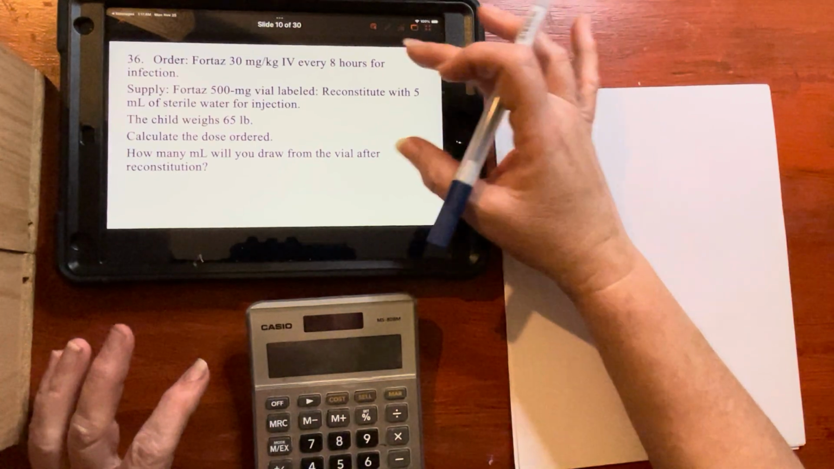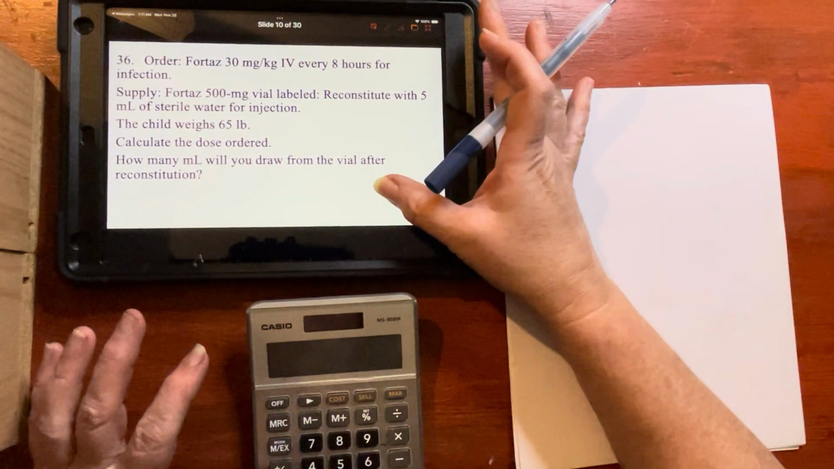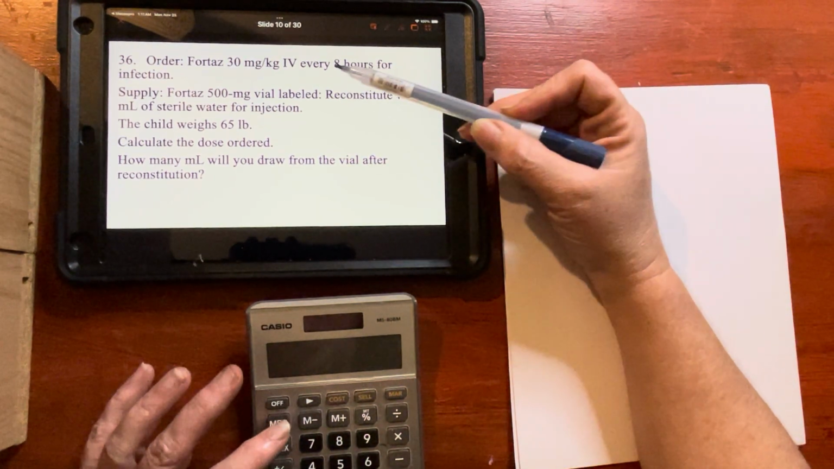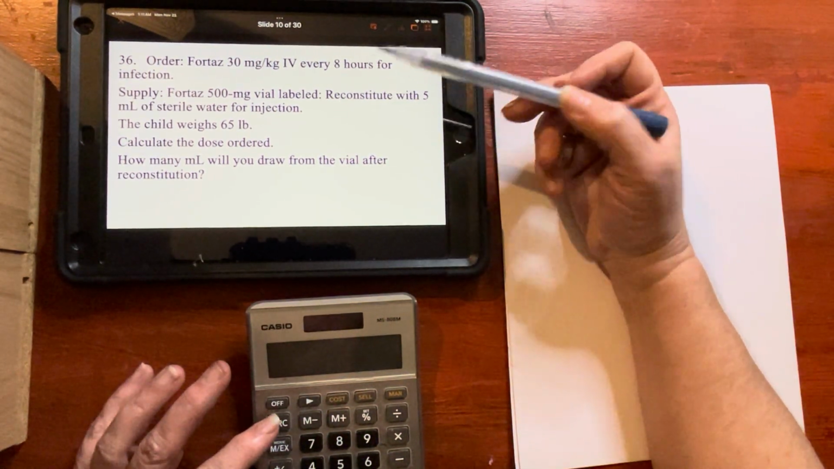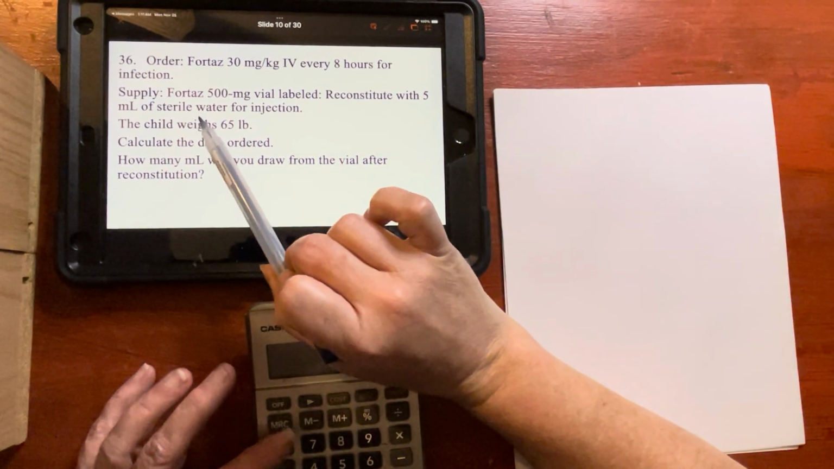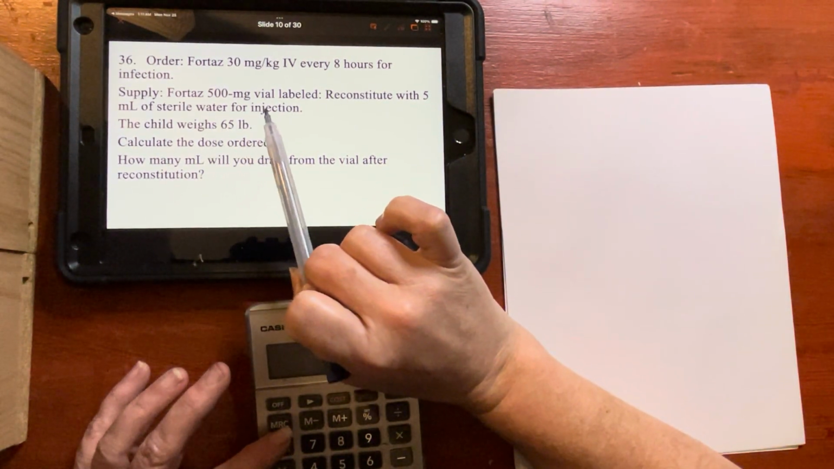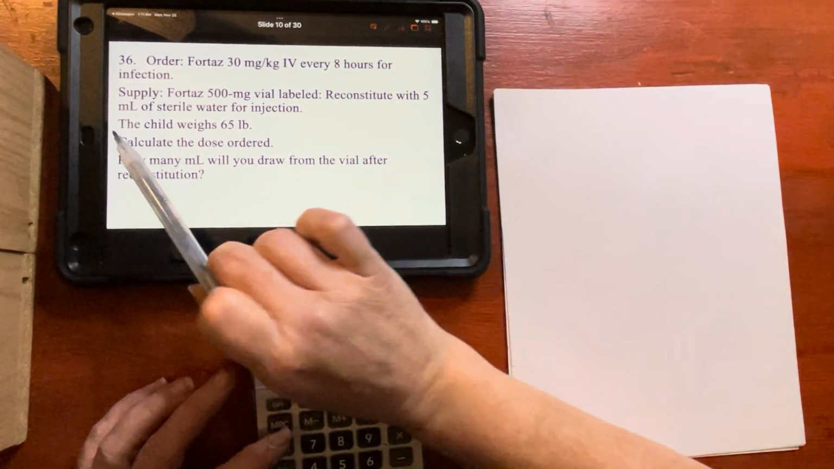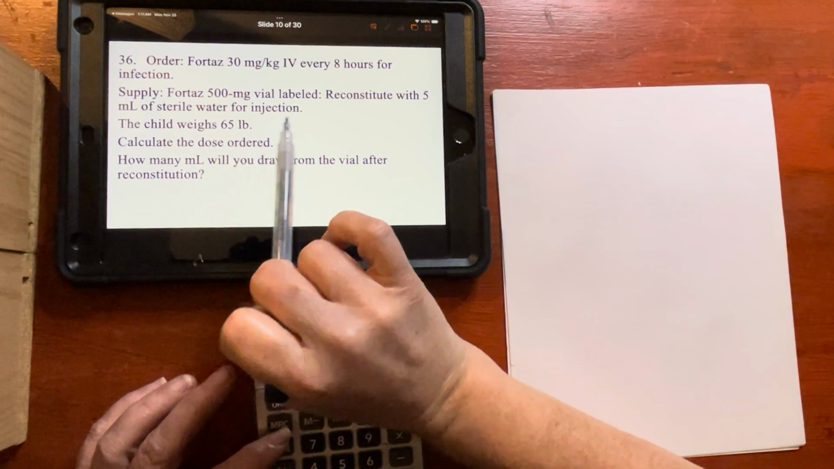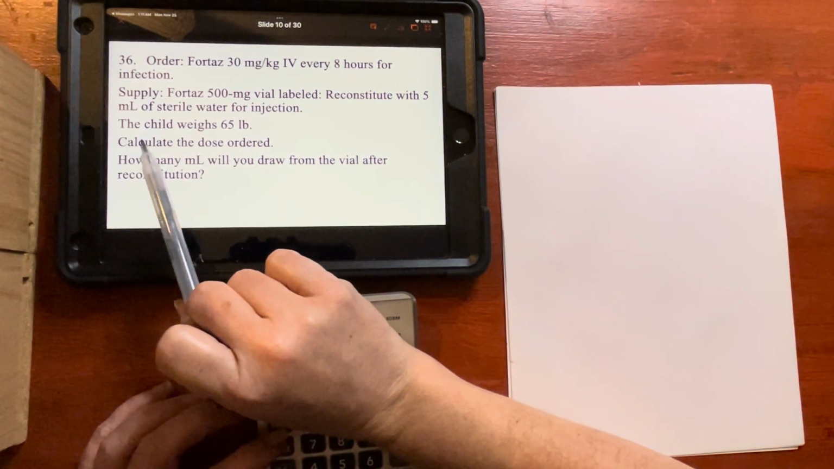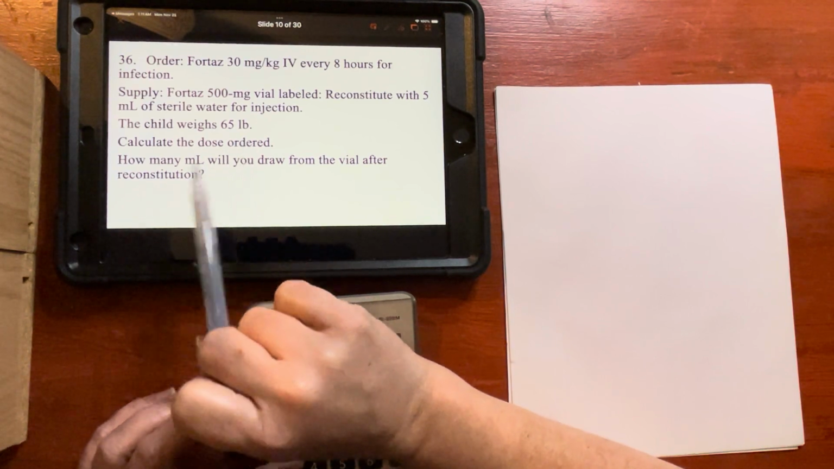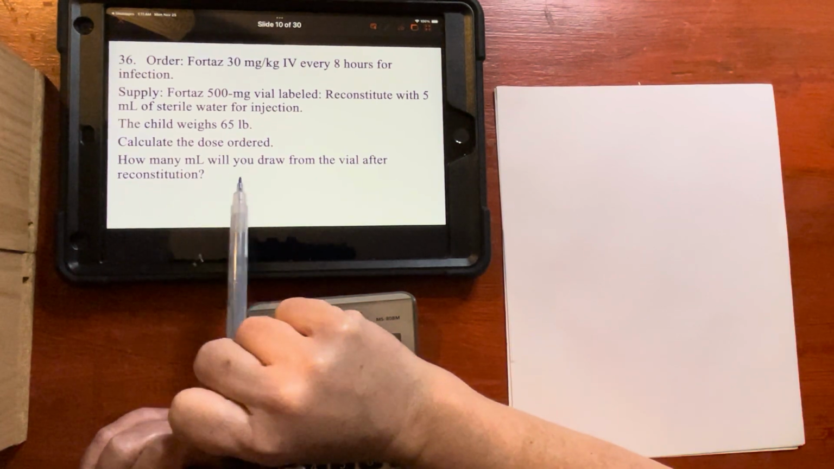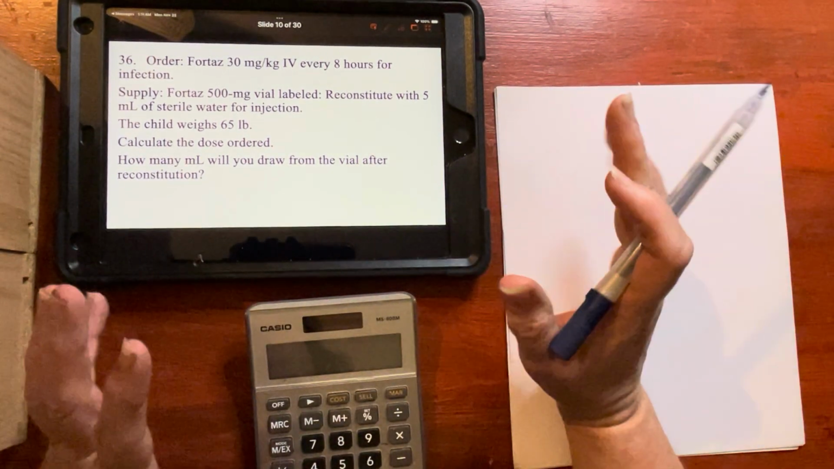All right, so this one says, the order is for 4 TAS, 30 milligrams per kilogram IV every 8 hours for an infection. The supply is 4 TAS 500 milligram vial labeled reconstitute with 5 milliliters of sterile water for injection. The child weighs 65. I mean, they want a little bit of everything. And then calculate the dose ordered and how many milliliters will you draw up. All right, take a breath.